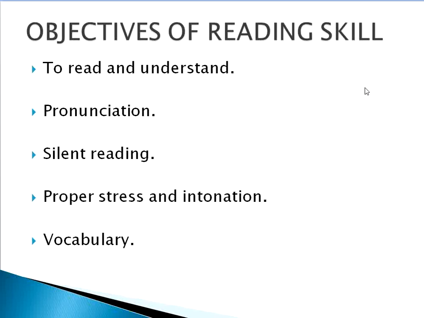The first objective of reading skill is to read and understand. Okay, to enable the student to read and understand a text clear-headedly. And what is the second one? Pronunciation. The student will have to pronounce the word correctly. Okay, that is also an objective of reading skill.